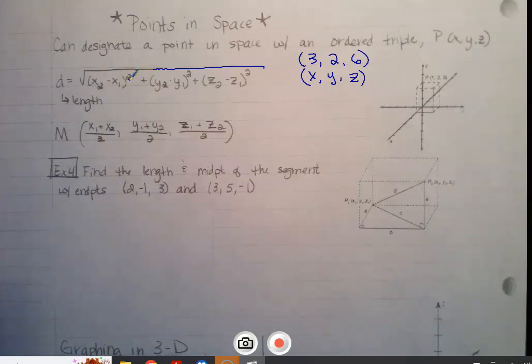It says find the length and midpoint of the segment with endpoints (2, -1, 3) and (3, 5, -1). We're just going to plug it into the formula and do it. That part's maybe not going to blow your mind. Okay, so the distance is going to equal the square root of my x's first. What are my x's?